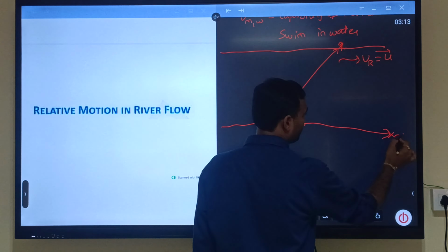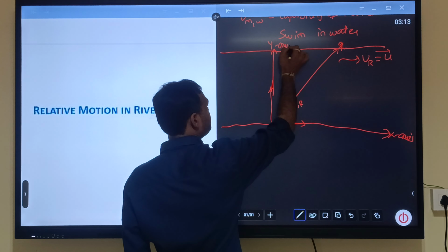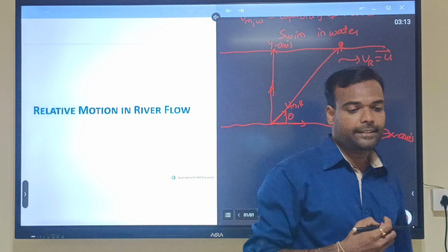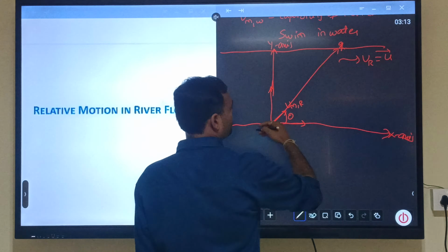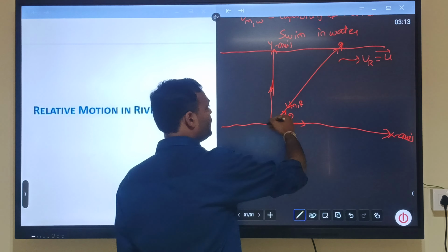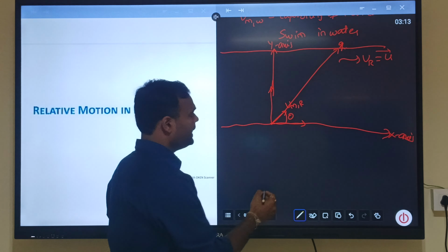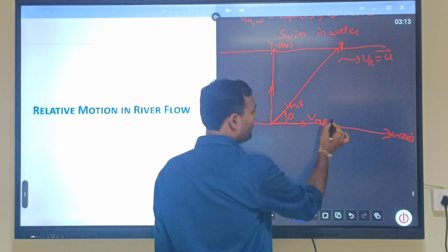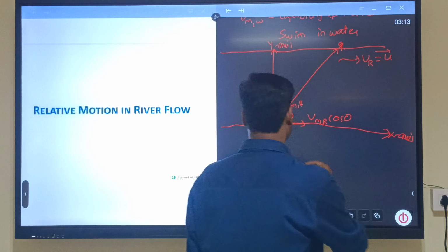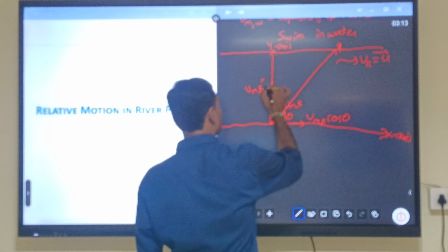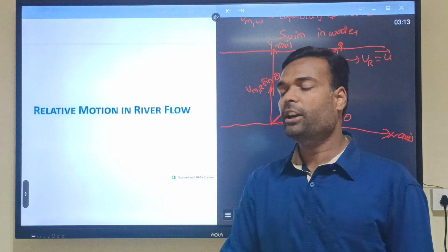Let us assume this is the x-axis and this is the y-axis, and with the x-axis, that means with the direction of river flow, he is moving. Because of the direction of river flow, instead of moving like this, he is reaching this point. So the components are velocity of man with respect to river cos theta, and velocity of man with respect to river sin theta. Clear?